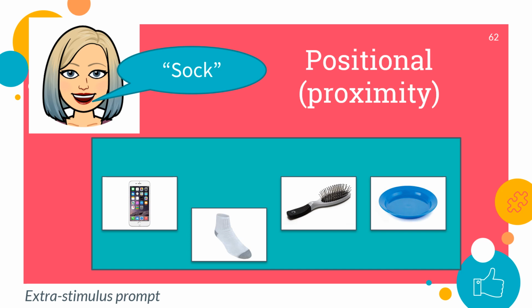A positional or proximity prompt is another example of an extra stimulus prompt. In a receptive identification task, where sock is the SD, the position of the target stimulus, sock, could be closer to the child while the other stimuli are in a straight line. This would prompt the child to select the sock.